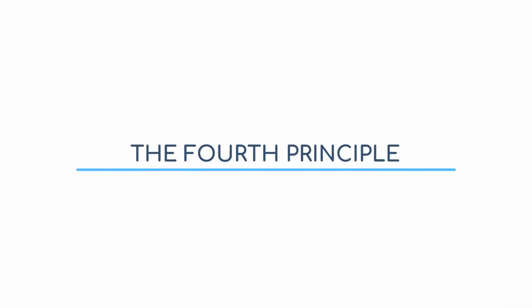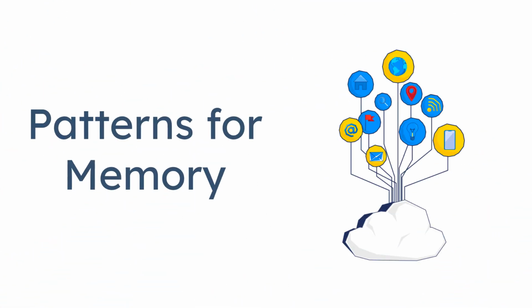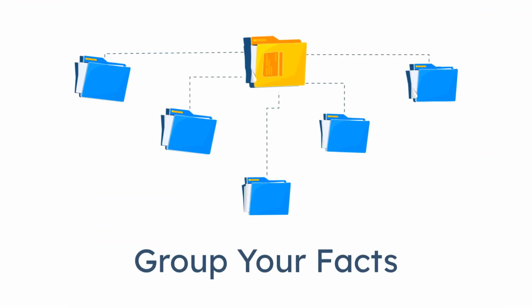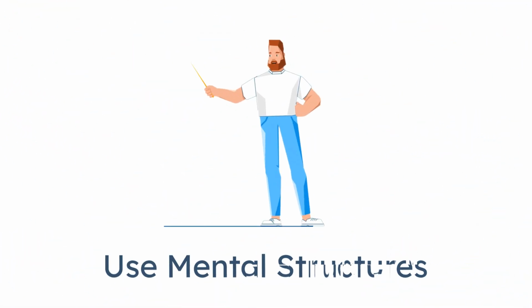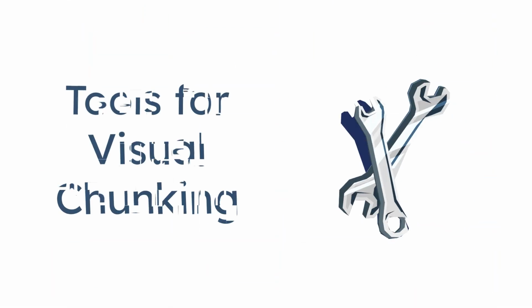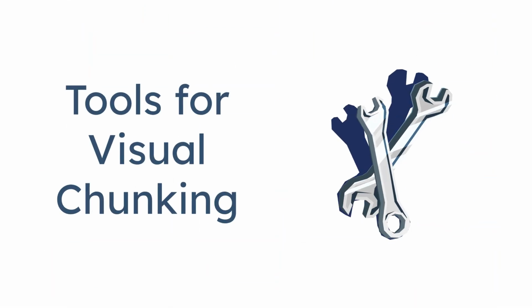Fourth principle, chunking. Break big ideas into smaller pieces. Your brain loves patterns. Instead of trying to memorize a list of 20 facts, group them into 4 to 5 categories. Create mental structures, frameworks, or mind maps. This turns overwhelm into clarity, and clarity into long-term memory. Tools like Notion, Milanote, or Obsidian are great for visual chunking.